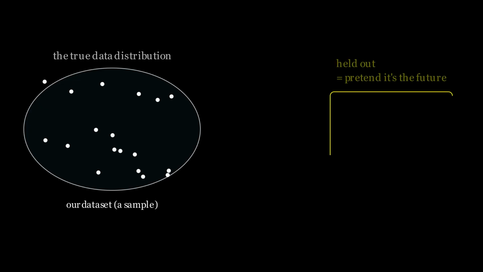So we do the next best thing. We take some of our labeled data and hide it from the model during training. Then we use it to simulate new data. If the model does well on data it never trained on, that's real evidence it generalizes. This one move, holding data back, is the foundation of everything that follows.